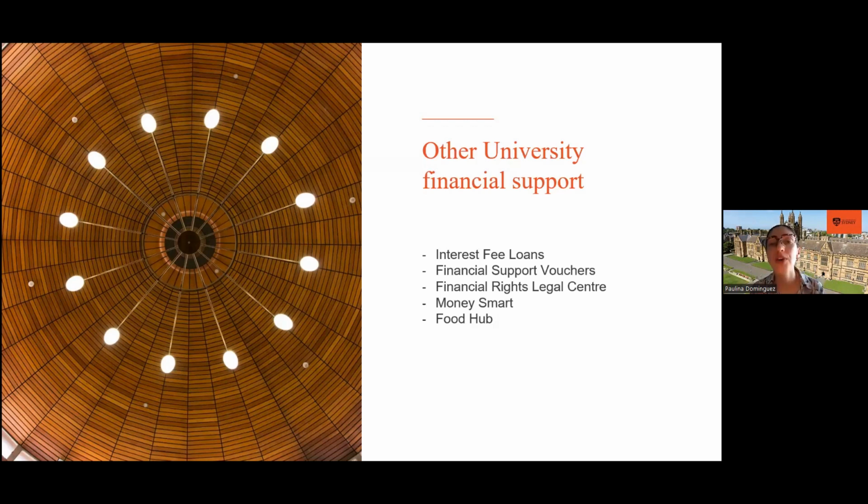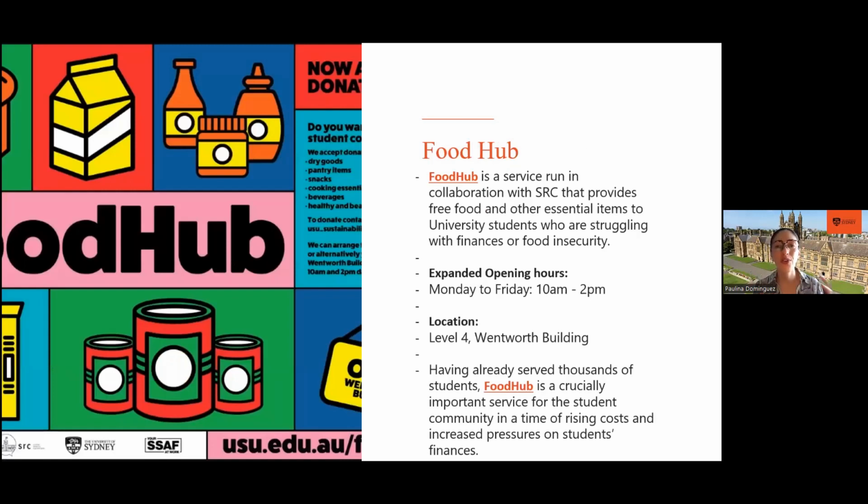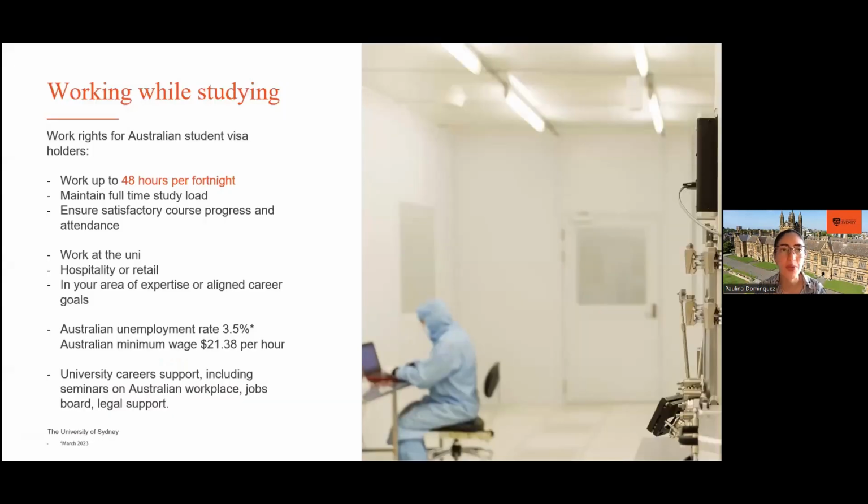And we also have other university financial support as well. The University of Sydney is always supporting our international students. So we have some loans, financial support, vouchers, our Money Smart, food hubs. The food hub is a service that provides free food and other essential items to University of Sydney students who are struggling with finances or food insecurity and things like that. So there is always a lot of support for you, a little extra support besides the scholarships.